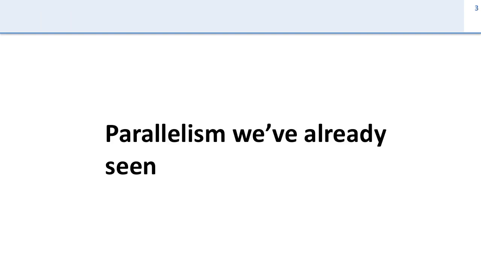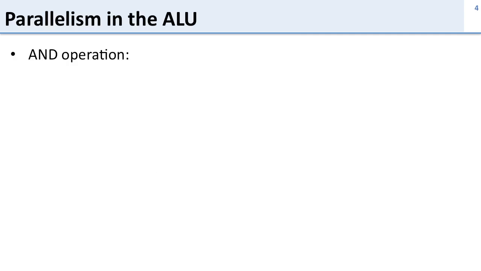So let's get started by talking about the parallelism we've already seen so far in this course. So let's look at the ALU. When we did an AND operation in the ALU, we were doing that in parallel. We had 32 AND gates, and those 32 AND gates were all processing the AND in parallel.